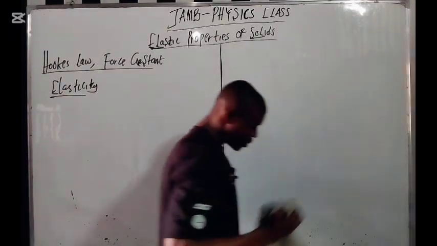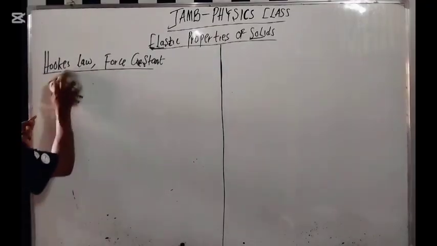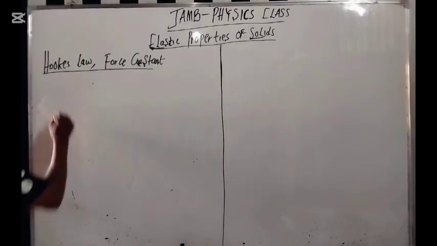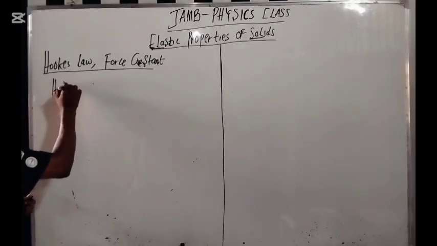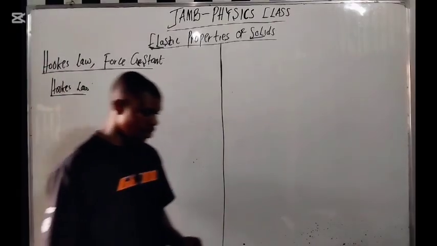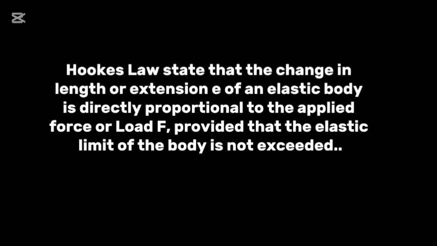So the main law that guides elasticity is called Hooke's law. So now, what is Hooke's law? Hooke's law states that the change in length or extension e of an elastic body is directly proportional to the applied force or load F, provided that the elastic limit of the body is not exceeded.